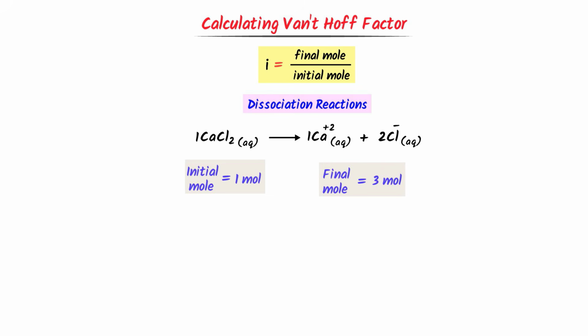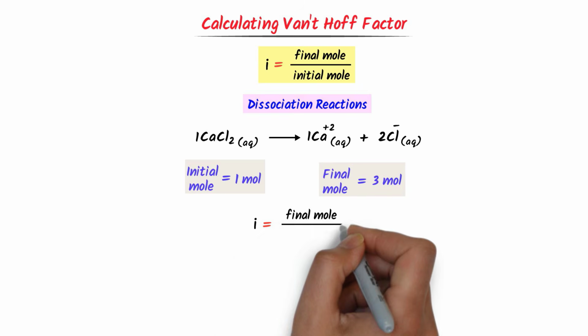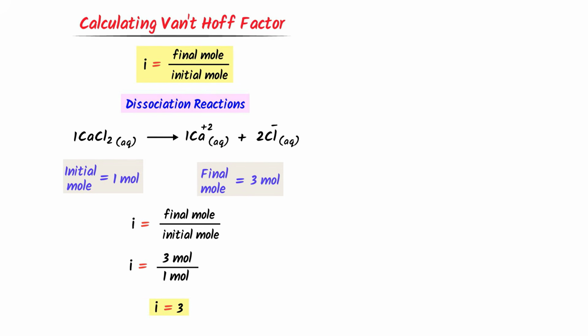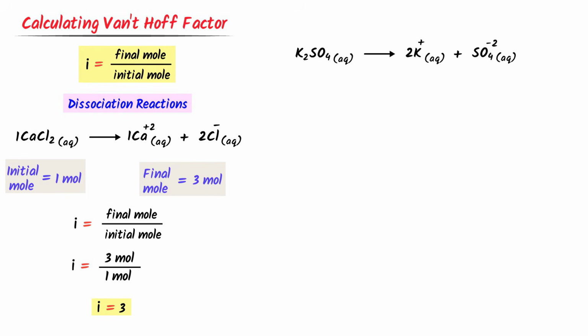We know that i is equal to final moles of a solute upon initial moles of a solute. The final moles of a solute is 3 moles upon the initial moles of a solute is 1 mole. I get i is equal to 3. Thus Van't Hoff factor of this reaction is 3. Secondly, consider this reaction and find its Van't Hoff factor.